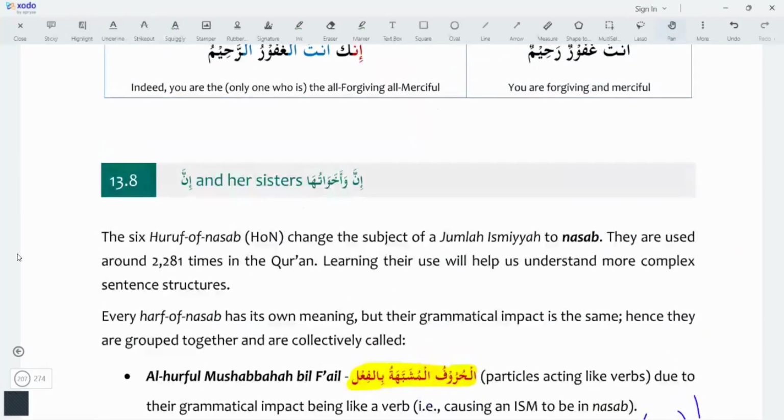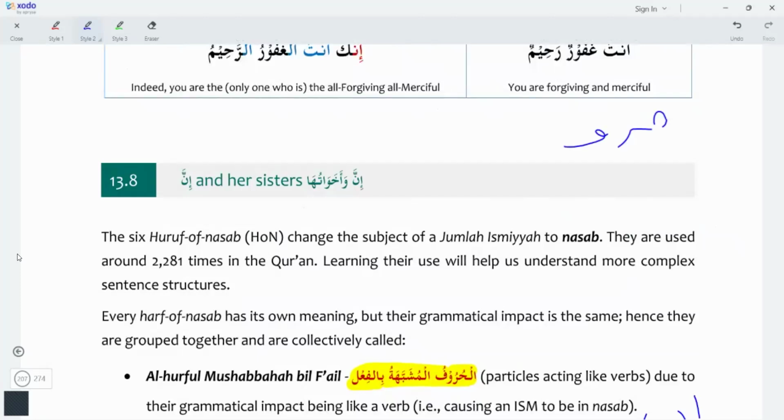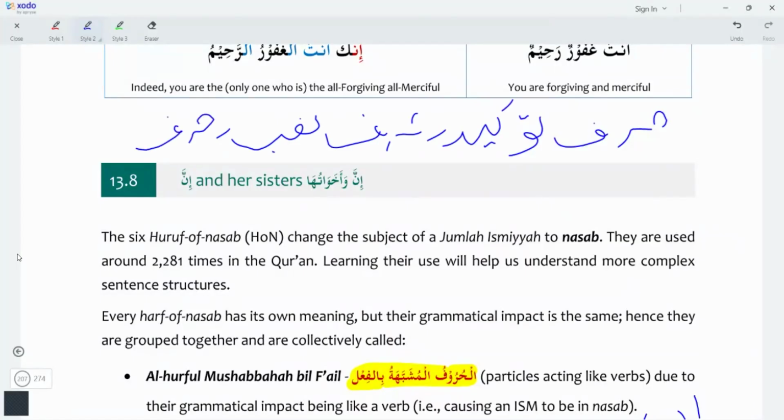You can say, inna is harfe tawqid. Inna is harfe nasab. Then inna is harf mushabba bil fail. Just now you have learned.